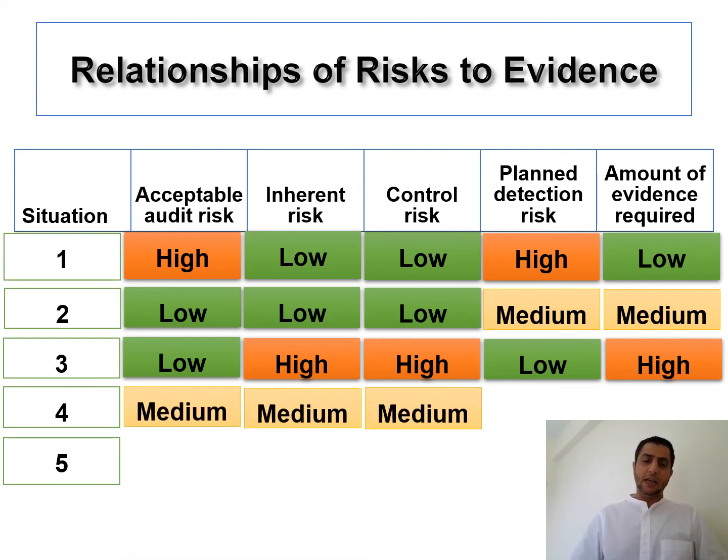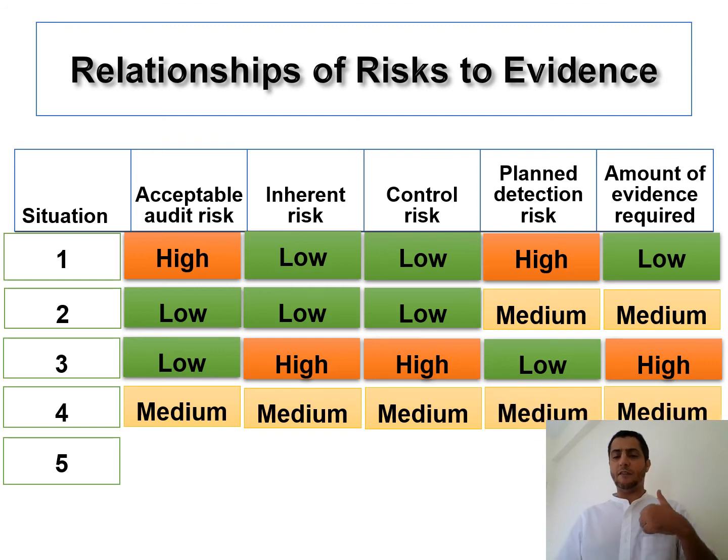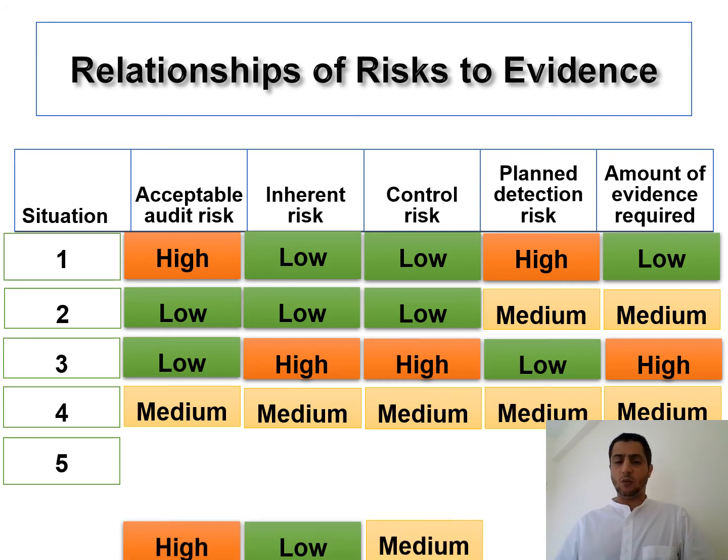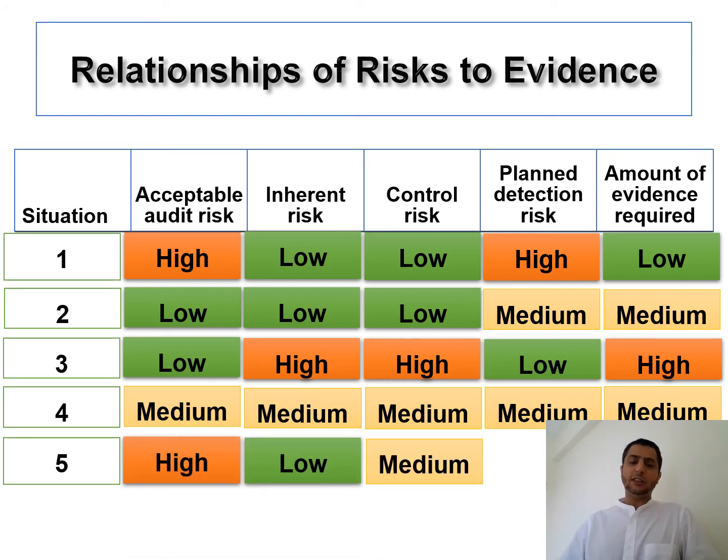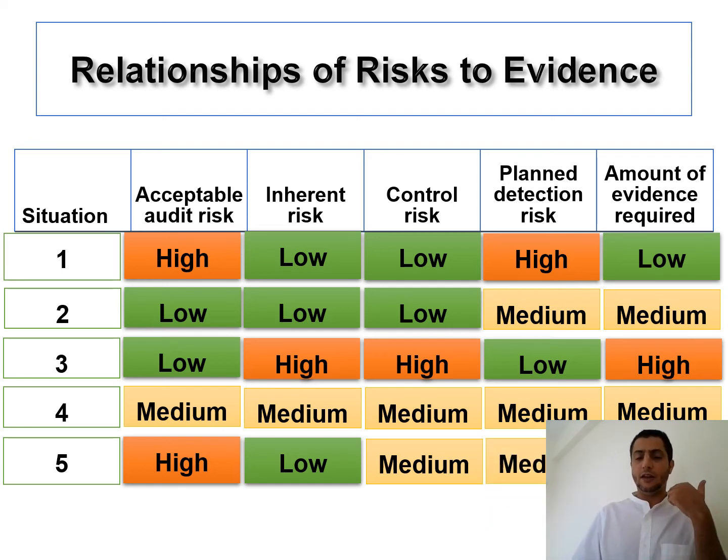and a direct relationship with the planned detection risk. In situation 4, if we set the acceptable audit risk, inherent risk, and control risk at medium level, then we will have medium planned detection risk and medium amount of evidence required. Situation 5, if the acceptable audit risk is high, inherent risk is low, and assessment of control risk is medium, then the planned detection risk will be medium, and the amount.